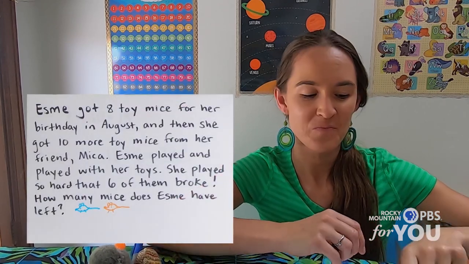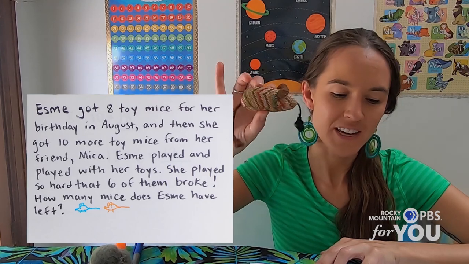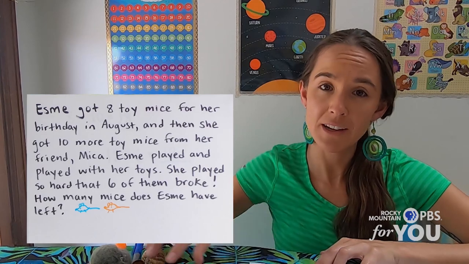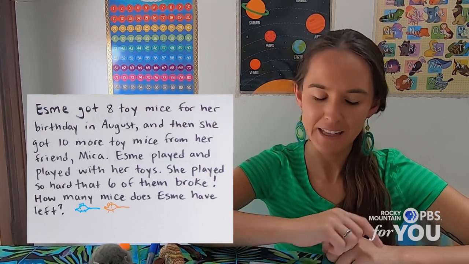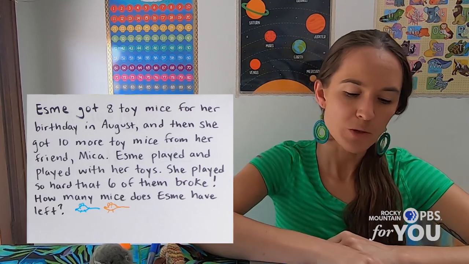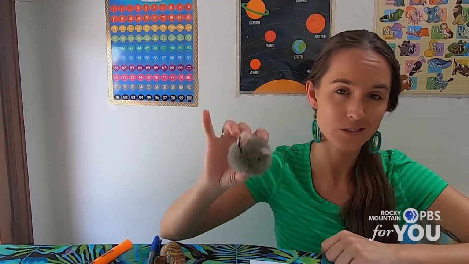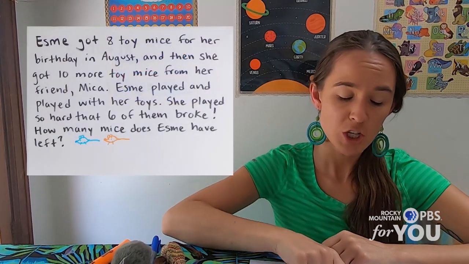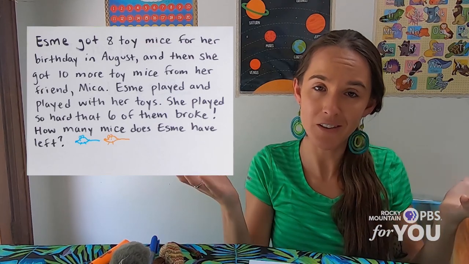Let's read it together. Esme got 8 toy mice for her birthday in August. And then she got 10 more toy mice from her friend Mika. Esme played and played with her toys. She played so hard that 6 of them broke. This is true. Let me show you one of her broken toys. She ate the face right off this mouse. She played so hard that 6 of them broke. How many mice does Esme have left?